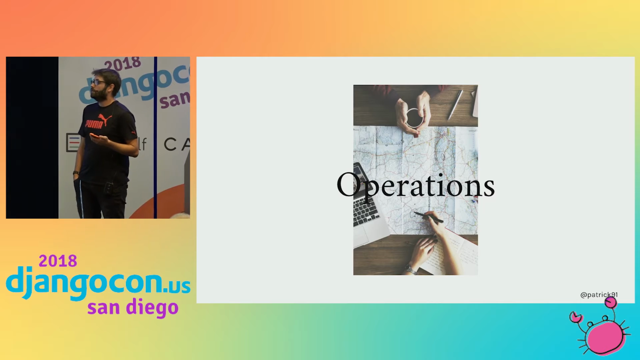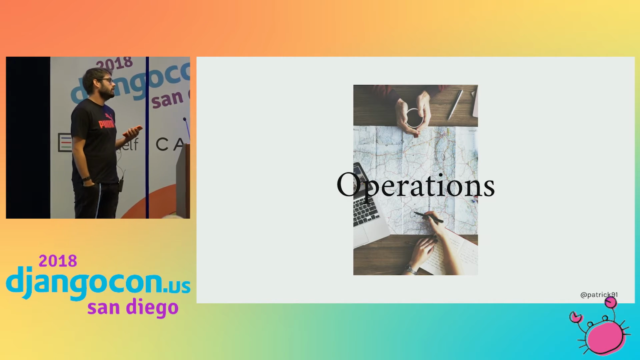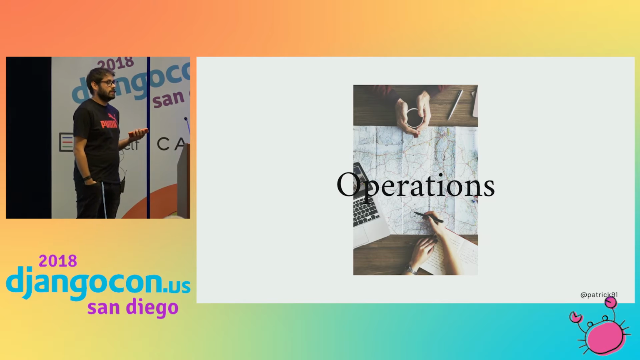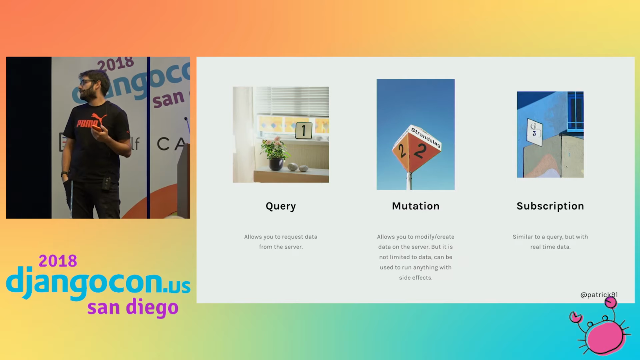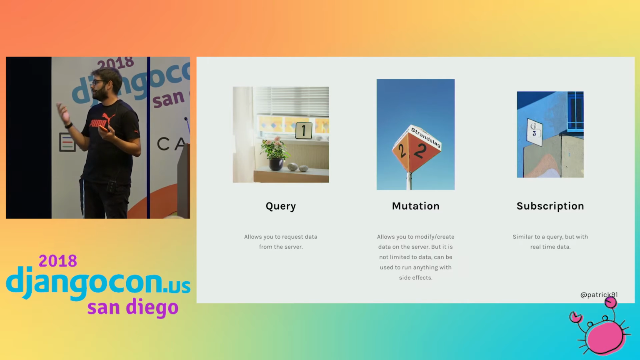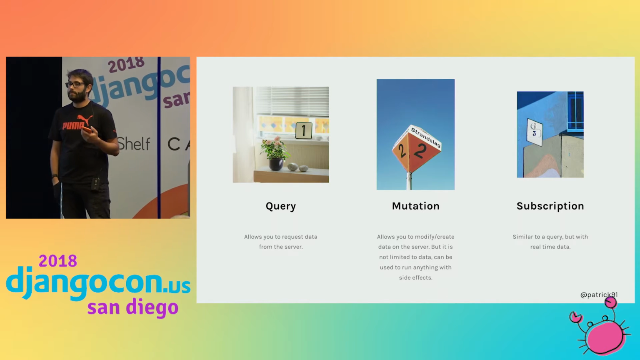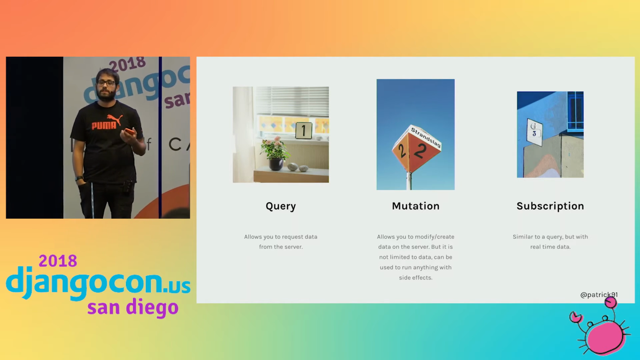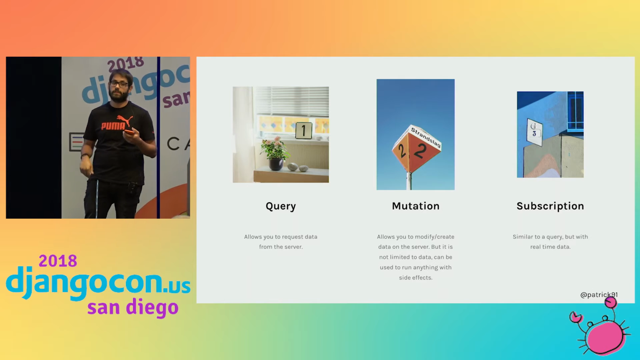So I've only shown you how to do queries. Of course, we want to do multiple operations. And in GraphQL, you have three main operations, which are query, mutation, and subscription. Queries allow you to get data from the backend. Mutation allows you to do any operation with side effects, like creating data or sending emails. And then you have subscription, which allows you to subscribe to events on the server, for example, when something changes.